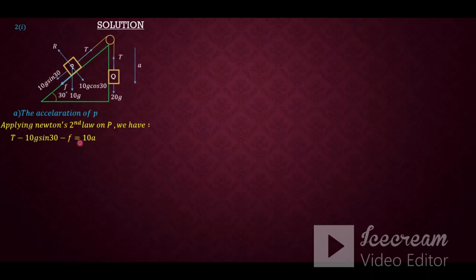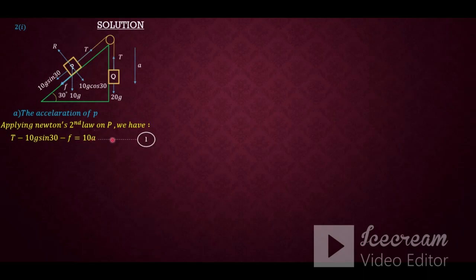minus F to be equal to 10 times the acceleration. We have simply applied Newton's second law on P. Why is it T minus 10g sin theta minus F? Because our system is moving in a clockwise direction. That is, it's going to be the tension minus the downward forces, that is 10g sin 30 minus F, equal to the mass of P, which is 10, times the acceleration, which is A, what is being asked in the question.